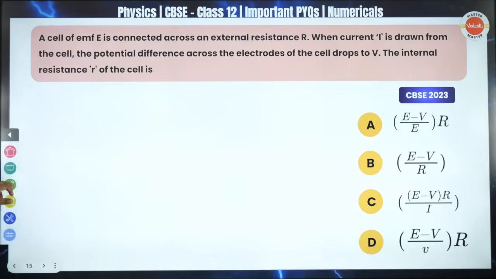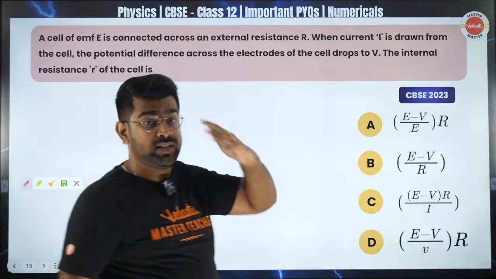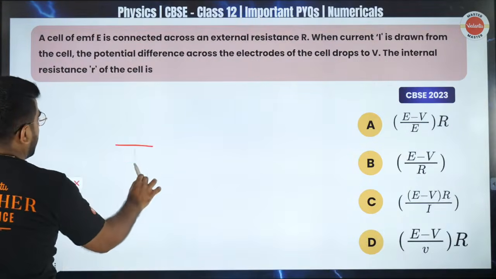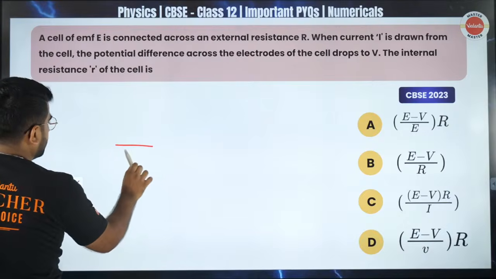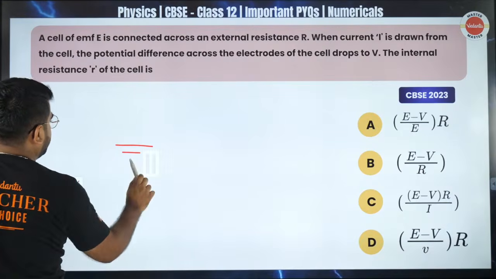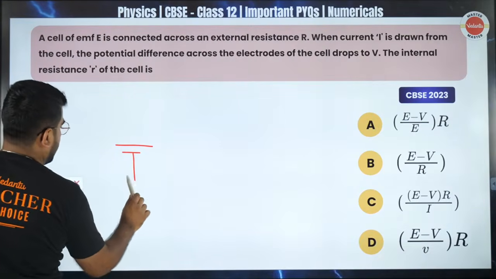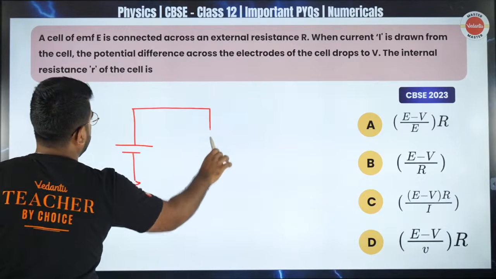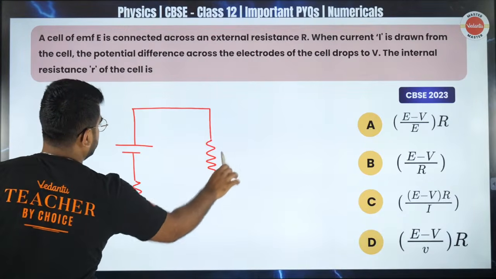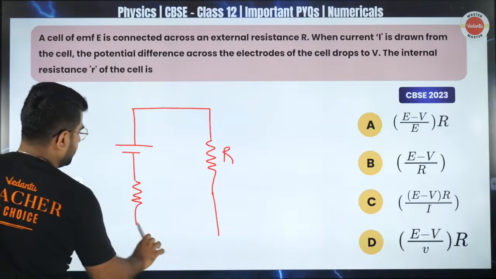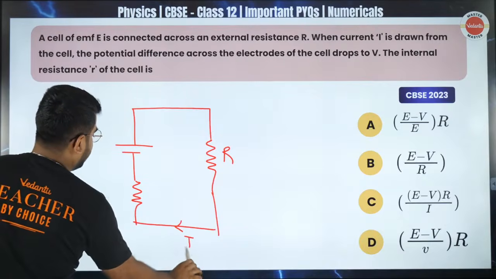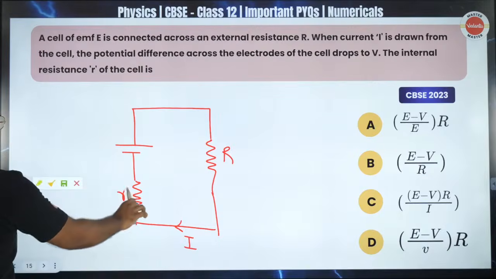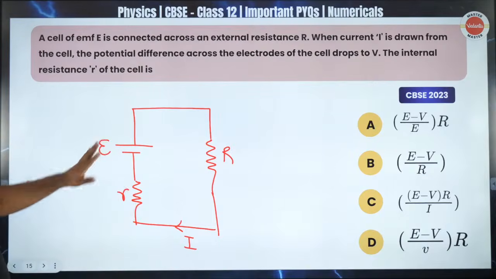Next one. This is a nice question. Let's see if you guys can handle it. So you have an EMF and you have internal resistance. It is connected to a resistor R, and the current flowing is I. Now they're asking what is the internal resistance. This is the setup.